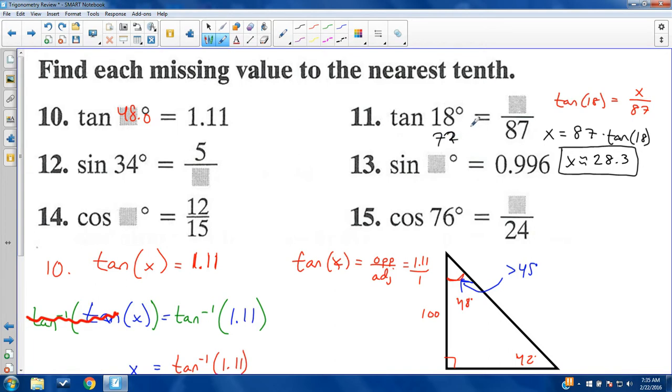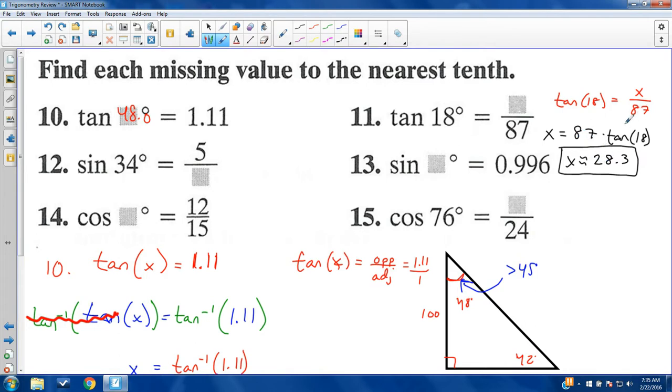So if you're doing opposite over adjacent in this case right here, the opposite number should be smaller because it's the one that's opposite of 18. And the one adjacent to 18 is the one that's opposite of 72. So that does make sense that the 87 value is larger and that I got such a small number compared to that of 87.